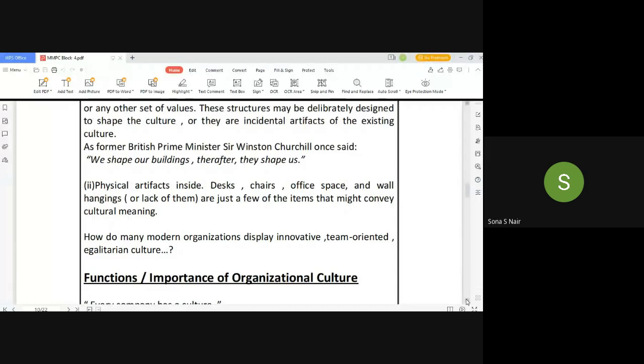What does that kind of office arrangement tell us? That there is an innovative culture, there is a free culture, right? And obviously most of the American firms, they follow an egalitarian culture where everyone is equal in the office. But that kind of culture does not majorly exist in a place like India. I'm not sure about where you are right now, what kind of culture exists in offices. Anyway.